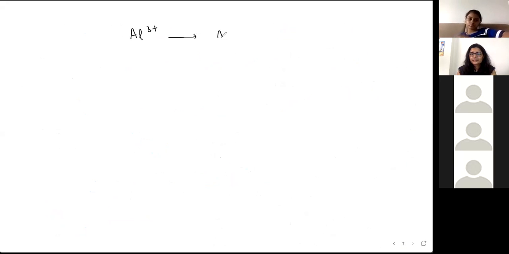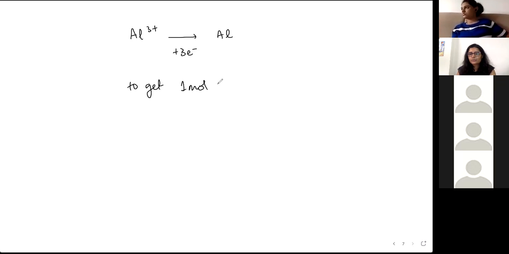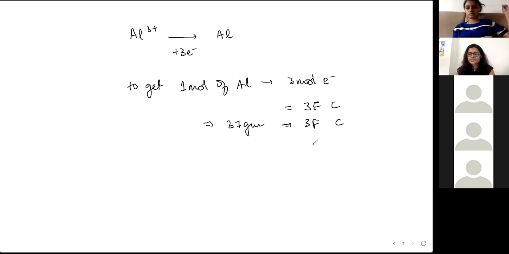So Al3+ getting converted to Al, you need 3 electrons for this. To get 1 mole of Al, you need 3 moles of electrons. That is basically equal to 3F coulombs of charge, right? So for 1 mole of aluminium, meaning 27 grams of aluminium, you need 3F coulombs of charge. The question is asking you to get 50 grams of aluminium. So how much charge is needed for 50 grams? Call it X. How will you find X? Unitary method: 3F into 50 divided by 27. So these many coulombs of charge are required.